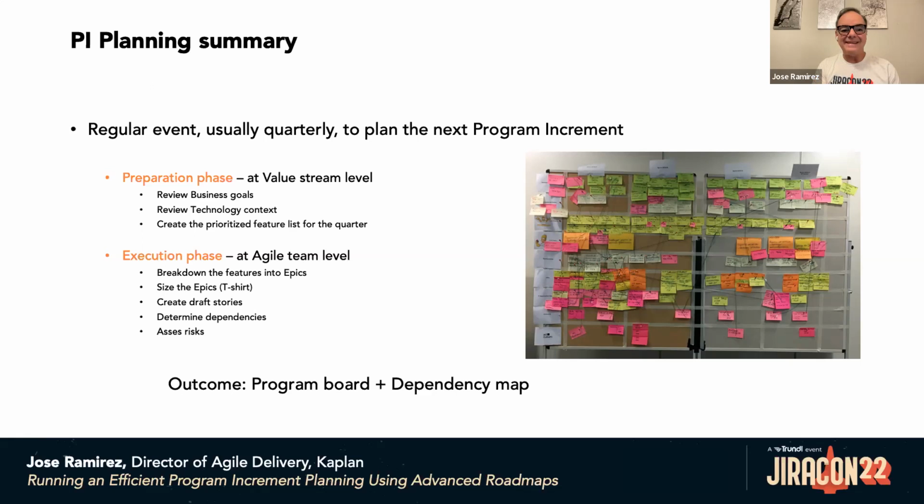In the picture in the slide, you can see a physical program board. This is the kind of program board that you used to produce when we worked in a physical environment, with sticky notes and strings connecting the sticky notes, and each of the lines or swim lanes represents each of the teams in the value stream. We at Kaplan are 100% remote, so we needed to come up with a solution to continue to conduct PI planning in a distributed, 100% remote environment.